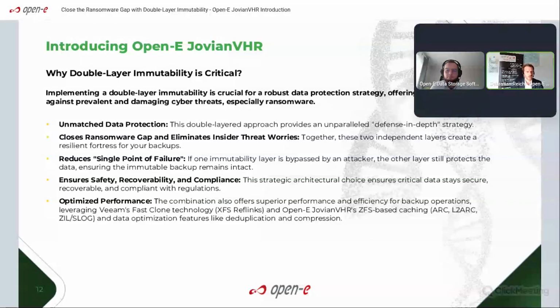Yeah, why is it so critical? Because we think it is necessary, as we heard before. There are too many risks out there, especially from the internet. There are so many ransomware attacks, so we need to give you another layer of defense. And yeah, we call this the unmatched data protection, that you get another defense wall here. Yeah, we close the ransomware gap here. In this case, we reduce the amount of risk you're taking. We reduce the single point of failure in this case if you just use one layer of defense.